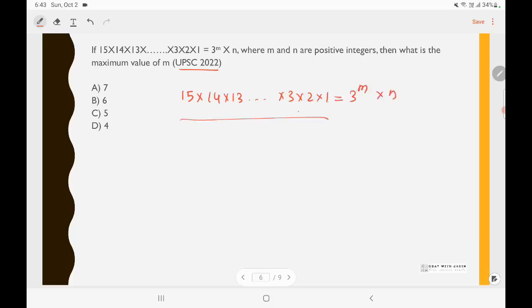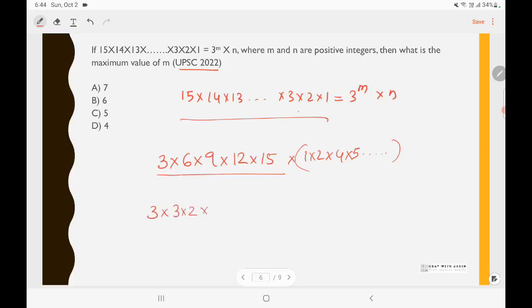So here I am rearranging this as 3 into 6 into 9 into 12 into 15. Then all the rest of the numbers like 1 into 2 into 4 into 5 into etc. will be there. Because what I have done is I have taken the multiples of 3 together. Okay. So 3 you can write as 3, 6 you can write as 3 into 2, 9 you can write as 3 into 3, 12 you can write as 4 into 3, and 15 you can write as 5 into 3. So there will be so many numbers. How many 3s are here?